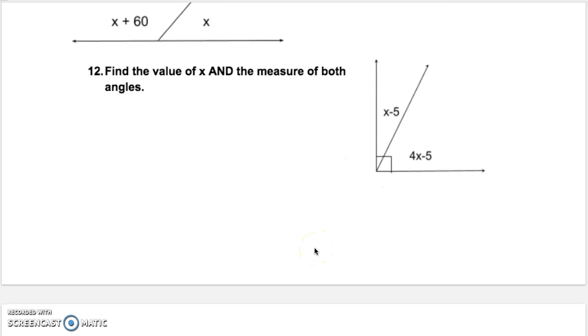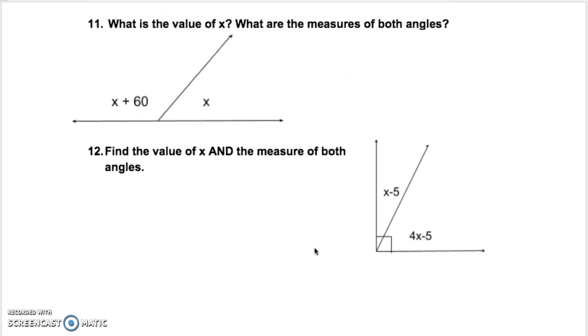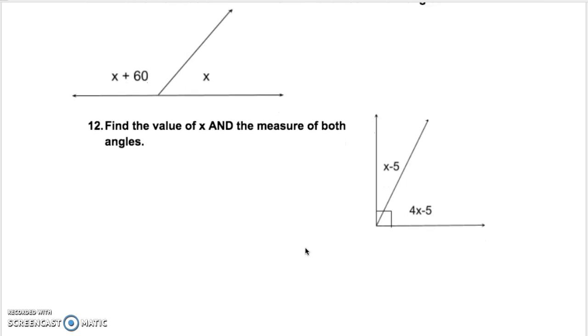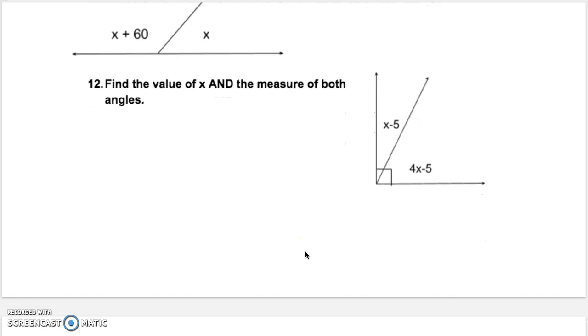Number 12, find the value of X and the measure of both angles. Similar to number 11, other than this is a straight line, and this, you remember, indicates this is a 90-degree angle. So you're basically doing the same thing in 11 as you are in 12. You're finding the value of X and then plugging it in to find the 2 missing angles.